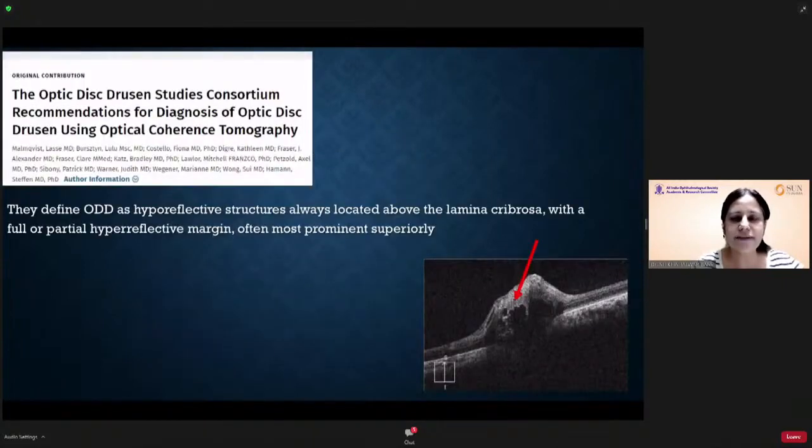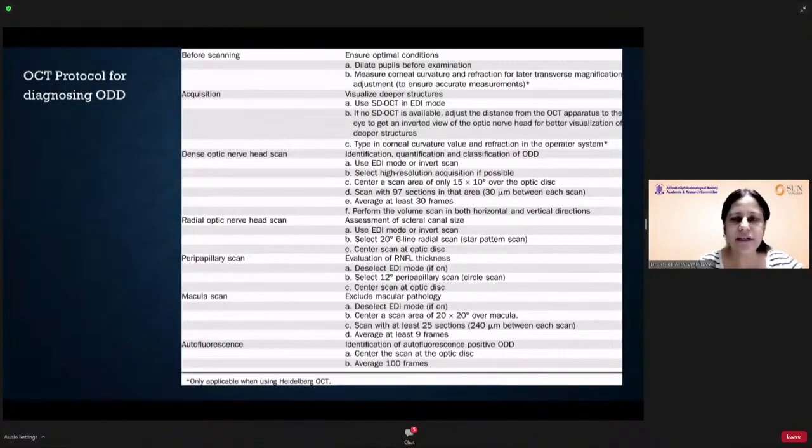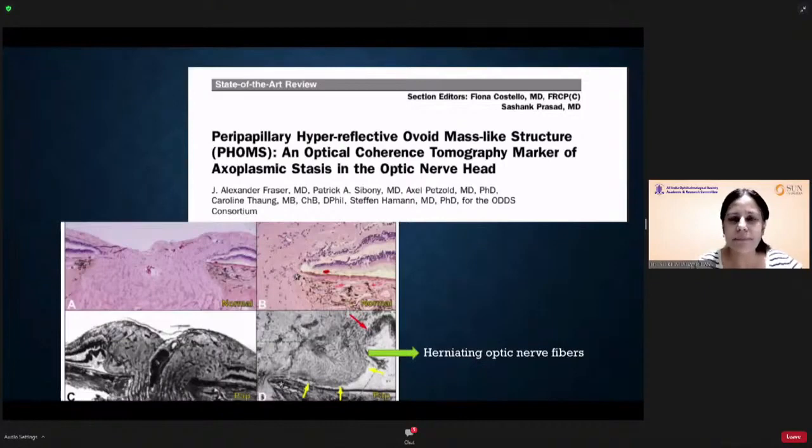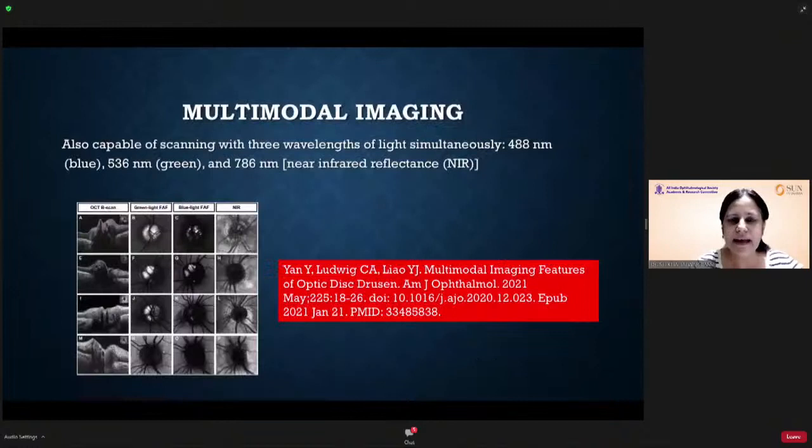But with the emergence of better high definition imaging technology in OCT, the drusen has been defined as a hyporeflective area with hyperreflective crenated margins. A consortium was formed to study it. It's given a protocol. It requires SS-OCT, 97 sections, and presence of autofluorescence to confirm presence or absence of optic nerve head drusen. The forms, which I have repeatedly mentioned in my previous slides, is actually herniating optic nerve fibers.